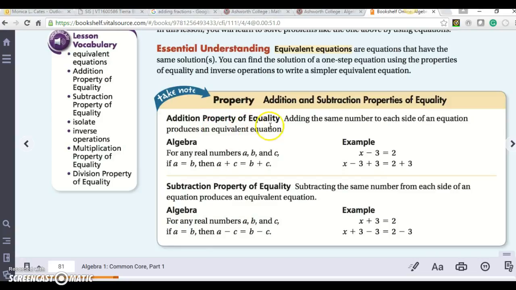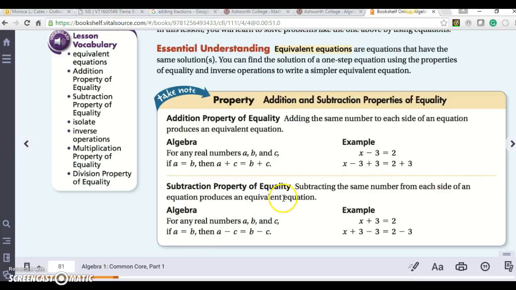Addition property of equality. Adding the same number to each side of an equation produces an equivalent equation. For example, for any real numbers a, b, and c, if a equals b, then a plus c equals b plus c. Here's an example. x minus 3: if I want to get rid of this 3, if I add 3 here to 3 here, I'm going to get the equivalent equation.